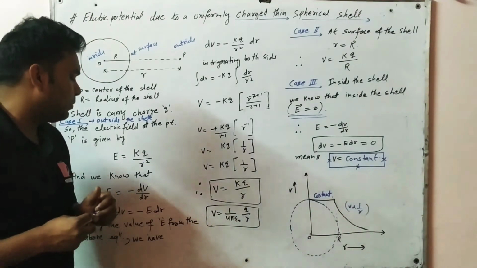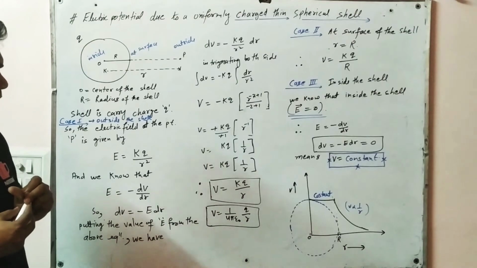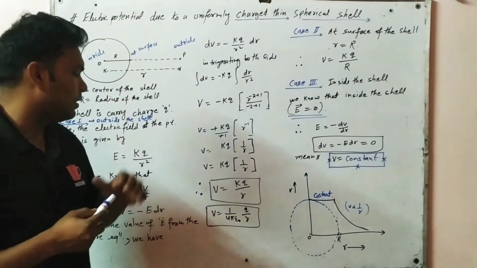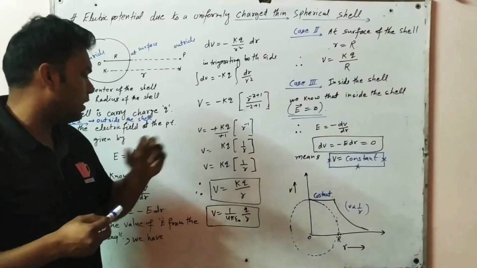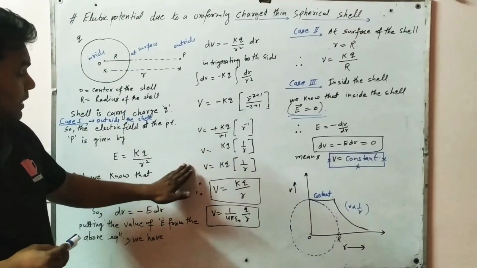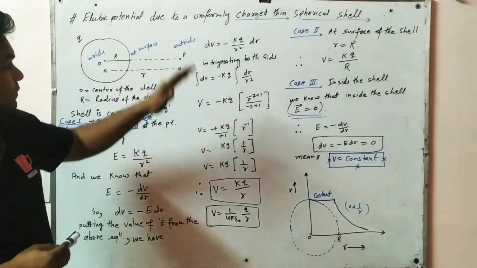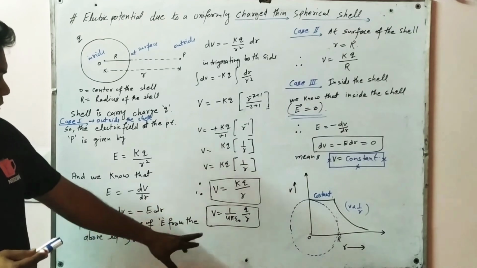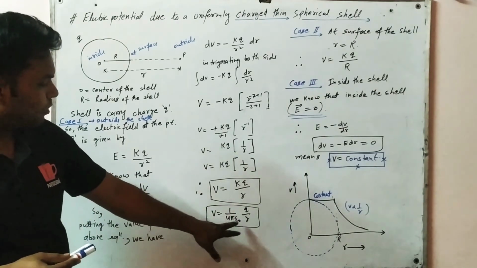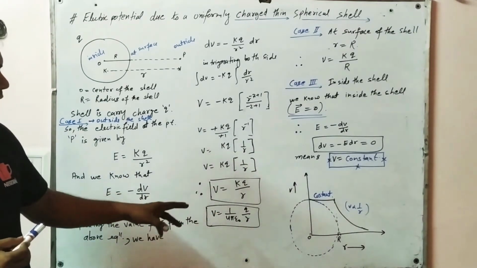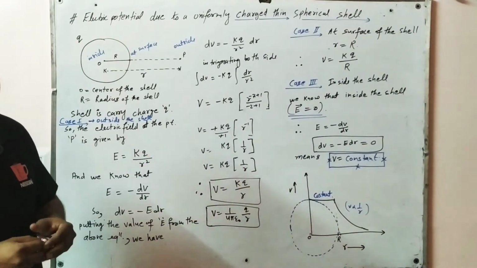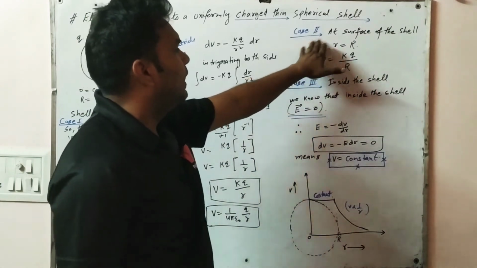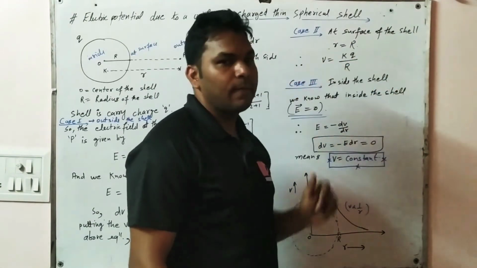So the electrostatic potential due to a thin spherical shell at point P is given by V is equal to kq upon r. This is the value of the electrostatic potential at point P which is outside the shell. Okay? So V is equal to 1 upon 4 pi epsilon naught q by r. So this is our potential outside the shell. Clear?